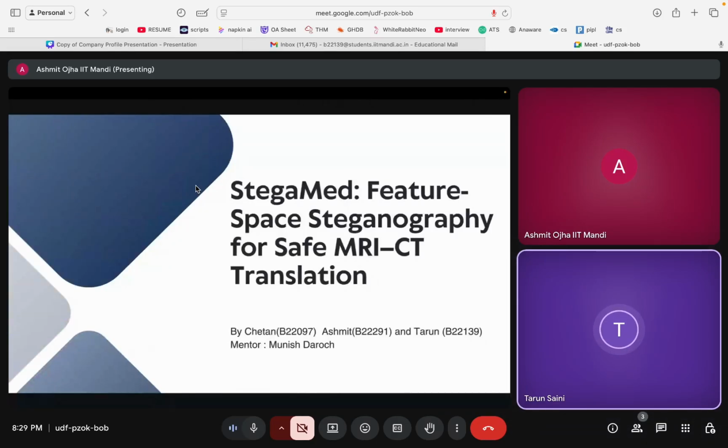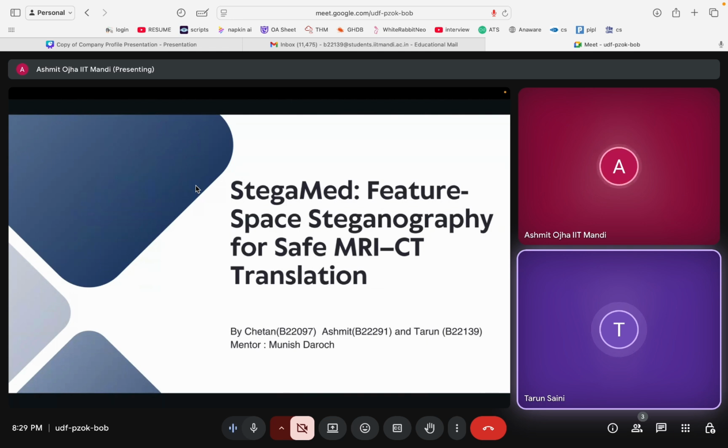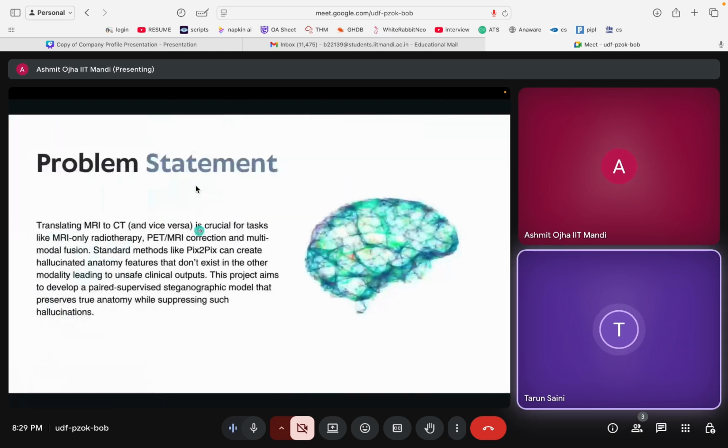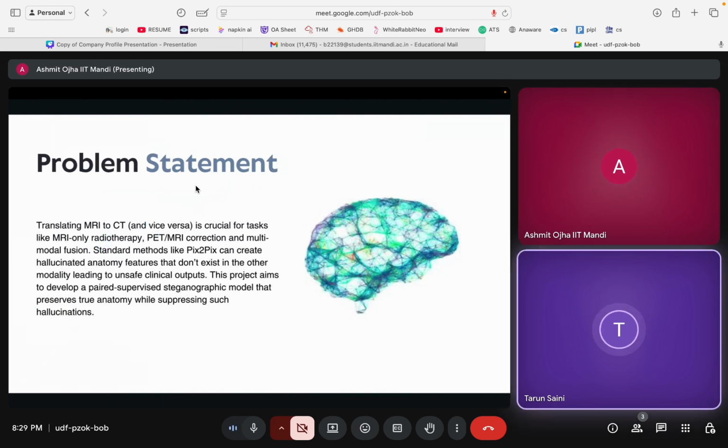Hello, this is our final project summary. Our project was feature space steganography for safe MRI-CT translation. Basically, we are doing multimodality translation between MRI and CT, as both have their own advantages and disadvantages, so we can have one from another based on our requirements. Standard models like Pix2Pix tend to hallucinate on these types of tasks. So we are using a different approach, which is steganography-based models. It tries to suppress this type of hallucination.